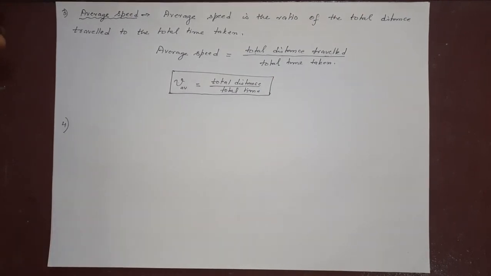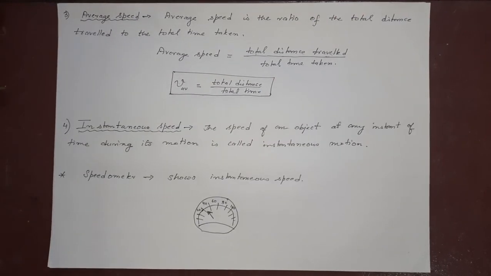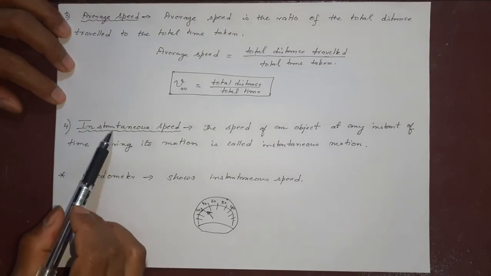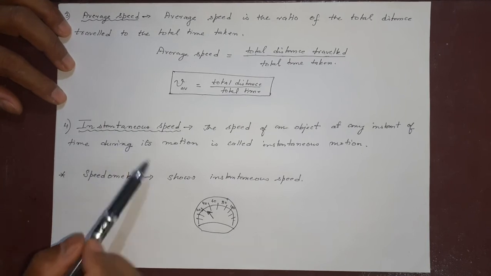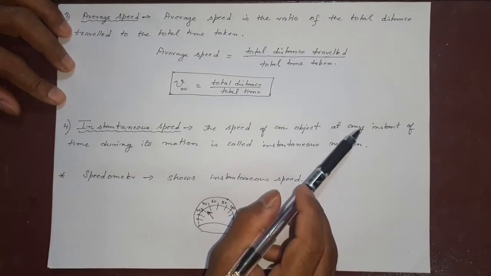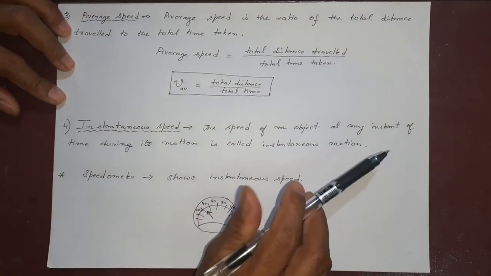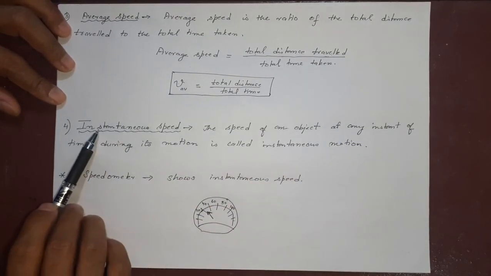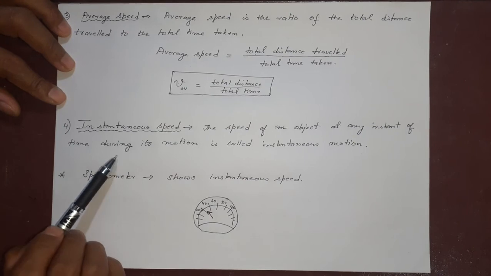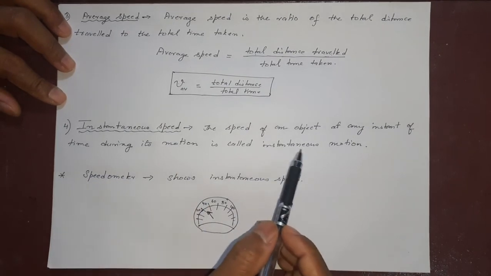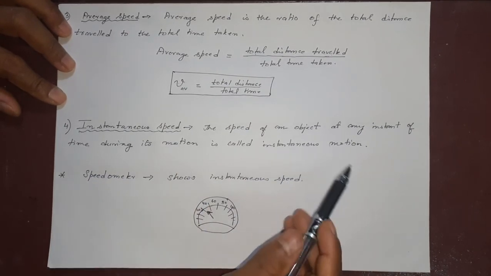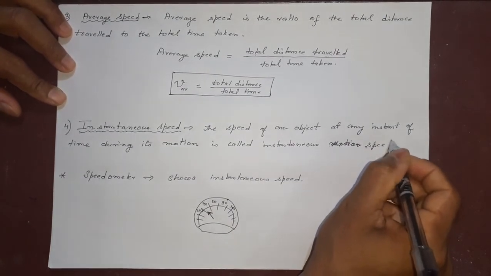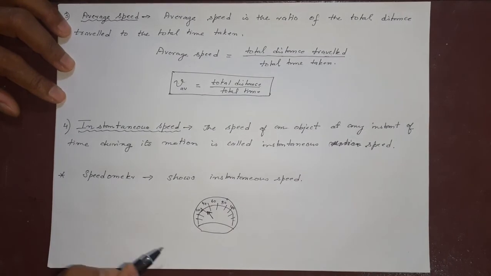One more is there, instantaneous speed, that is the next one. Instant means at the moment, immediately. It is the speed of an object at any instant. You don't want to wait. At that moment, what is the speed? If you want to find that, it is called instantaneous speed. At any moment of time, that is called instantaneous speed.